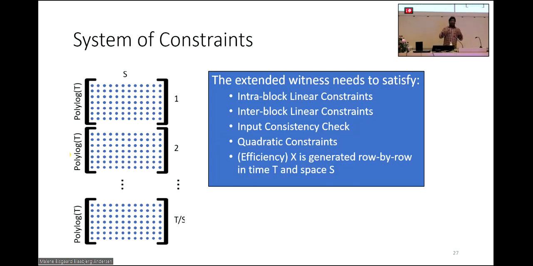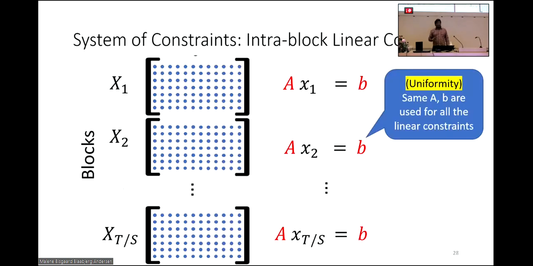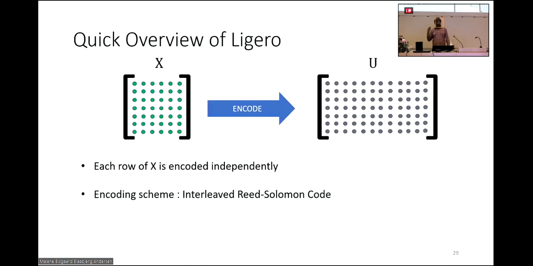Now the extended witness here needs to satisfy some linear constraints, like the intra-block, inter-block, input consistency, and quadratic constraints. And one more efficiency aspect is that X can be generated row by row in time T and space S. Here you can see that all the blocks have the same constraint. This uniformity will be used in the proof to reduce the verifier's complexities.